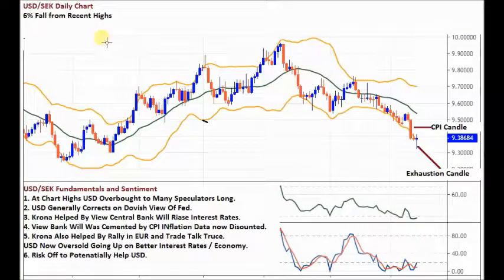Right, let's go and look at the trade setup. Right, we're on the USD SEK daily chart and we can see it's a 6% fall from recent highs. So it's a nice volatile contract. Big move to the downside. I'll do the price action in a moment and explain these two candles I've highlighted. But first of all, fundamentals and sentiment behind the chart.